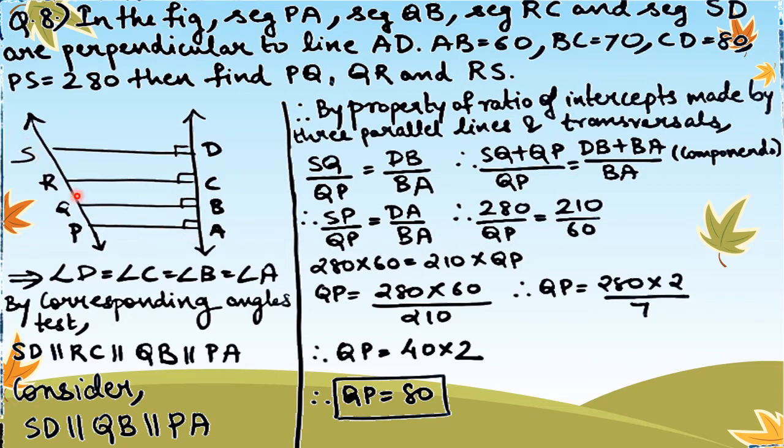So SQ upon QP is equal to DB upon BA. Okay, now apply componendo. What is SQ plus QP? It will be SP or PS.